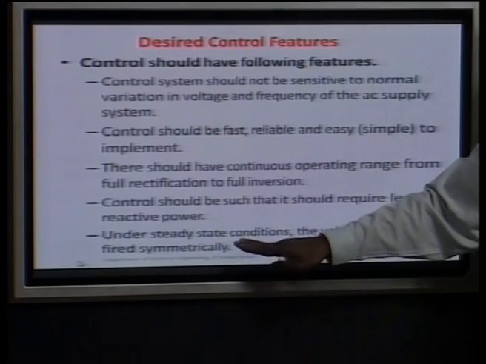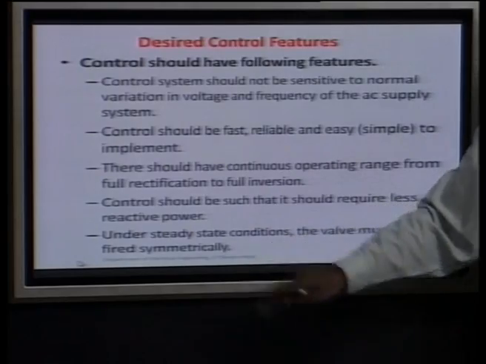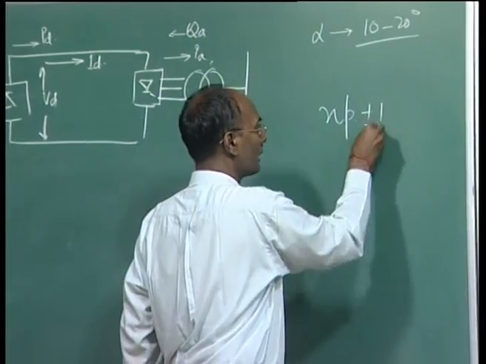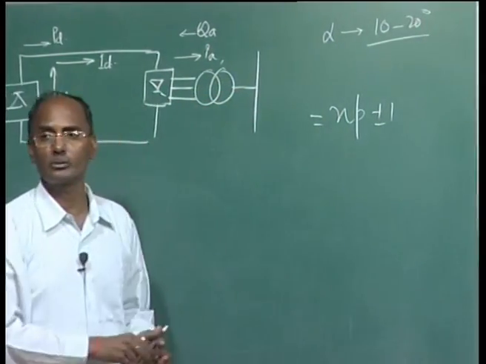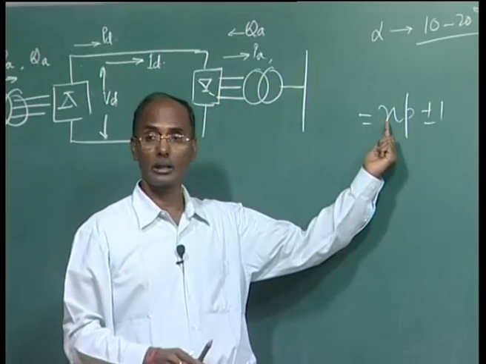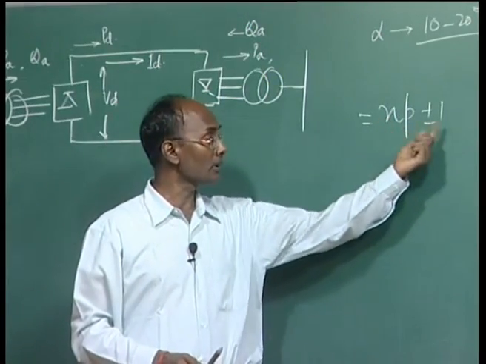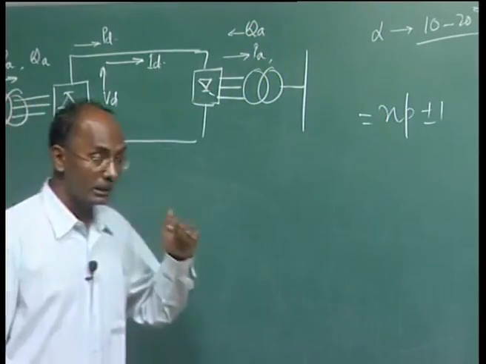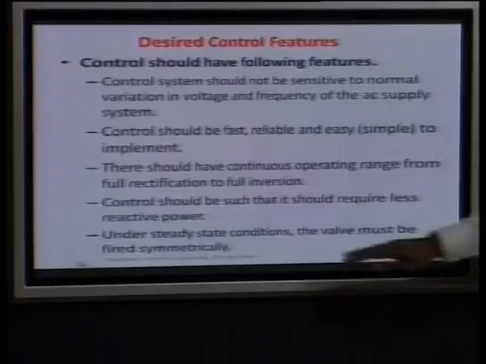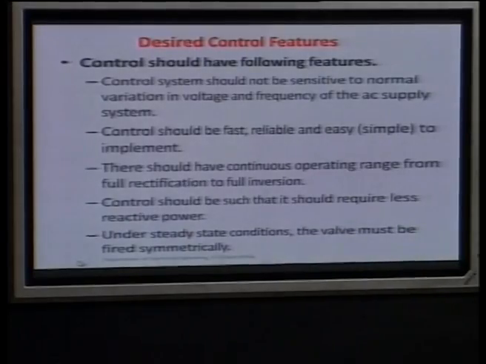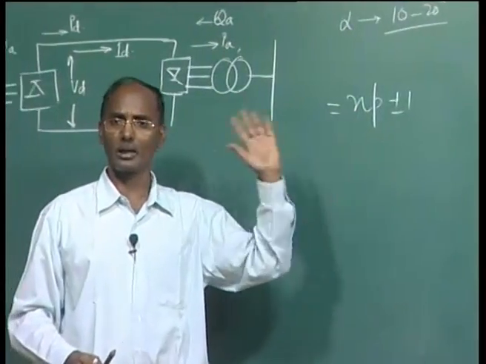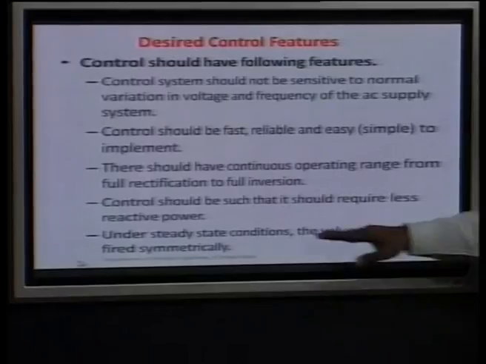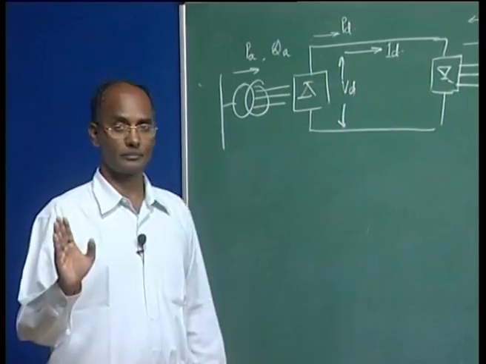And you will see later on what happens if you are not firing symmetrically. You are not only getting the harmonics of order np plus minus 1 on the AC side, where n is any integer and p is the number of pulses. So for 6 pulse you get 5, 7, then 11, 13 and so on. This is only valid if you have symmetrically fired valves. If you do not, then you have all the harmonic components and interharmonic components going to your AC system. So this is also required, that we fire our valves symmetrically.